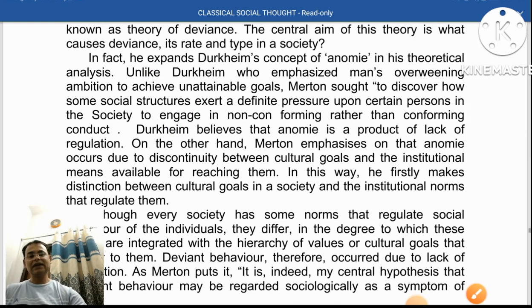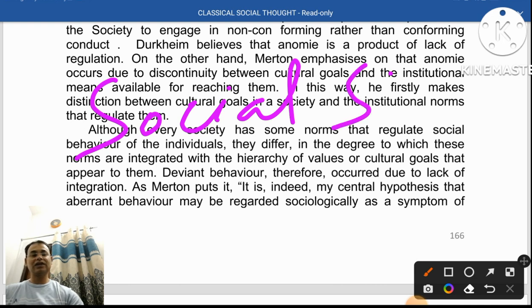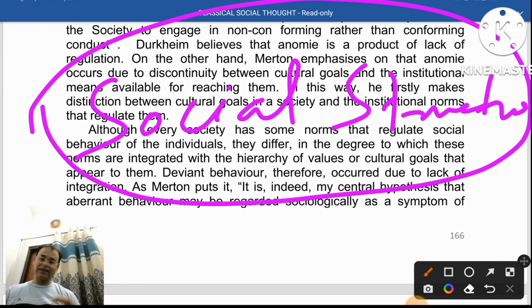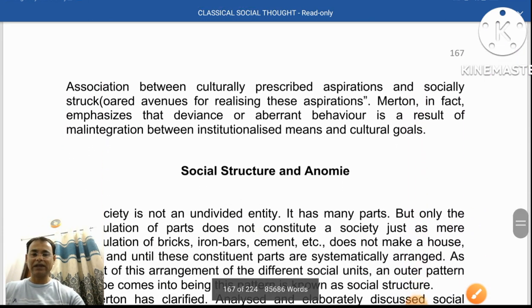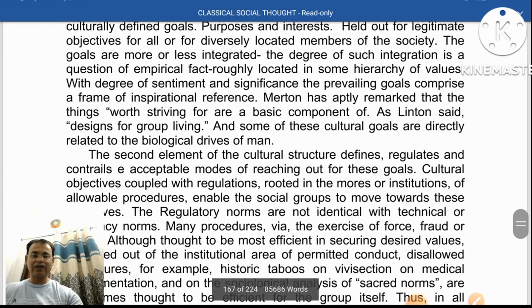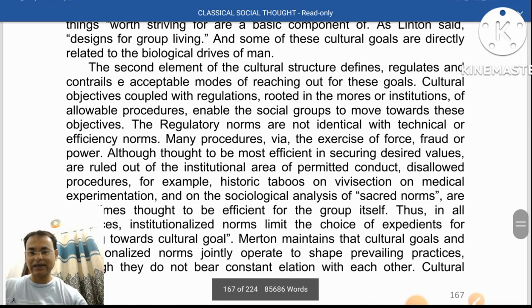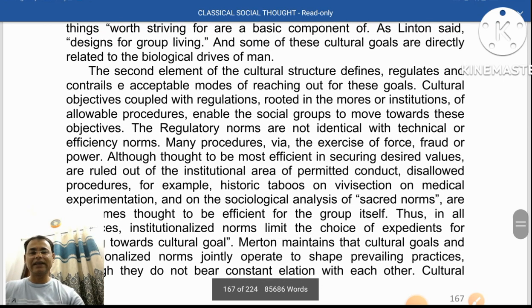So here Merton discussed the social structure. Merton says that social structure is the real cause for anomie. Social structure in itself exerts the pressure for conforming behavior or non-conforming behavior. And Merton says that in every society there is a social structure, and in that social structure there is a cultural structure that defines, regulates and controls the accepted modes of reaching the goal.